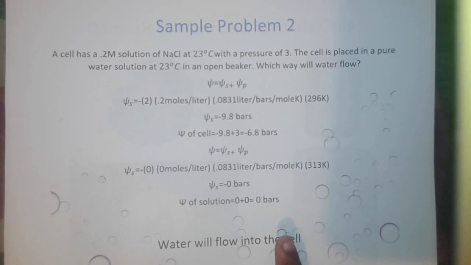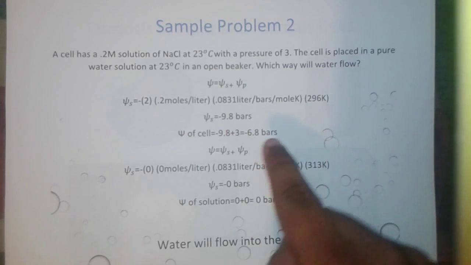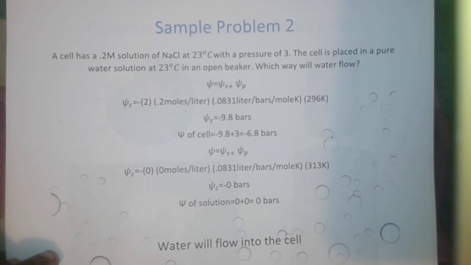Since the water potential is higher outside, the water will flow into the cell, since the cell has a negative 6.8 bars water potential.